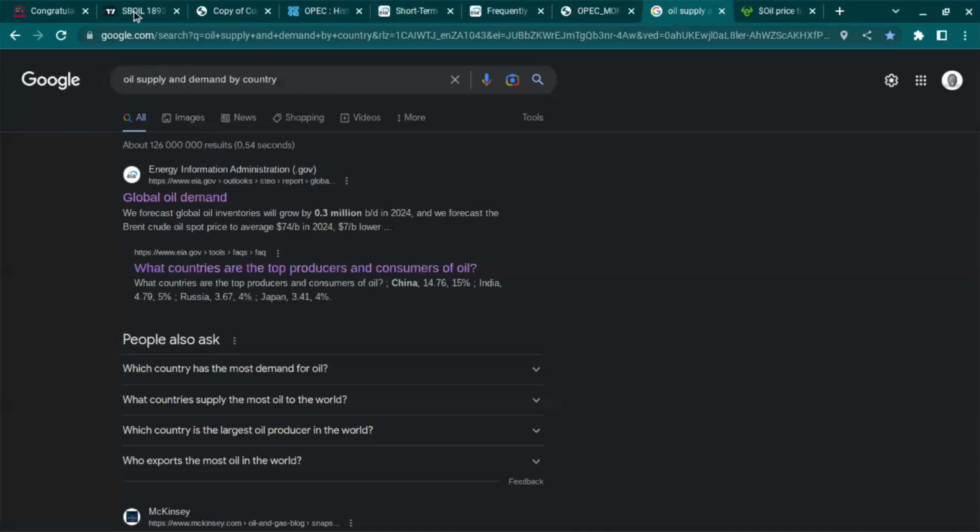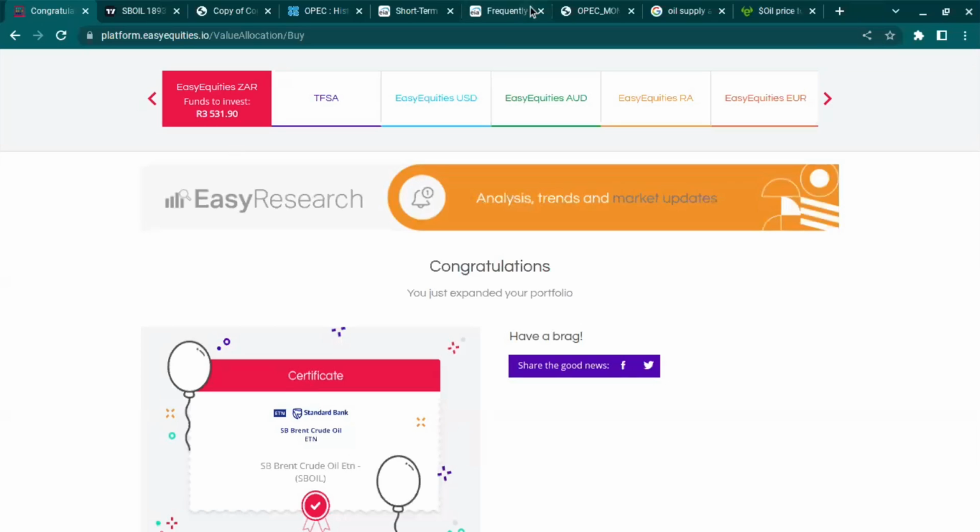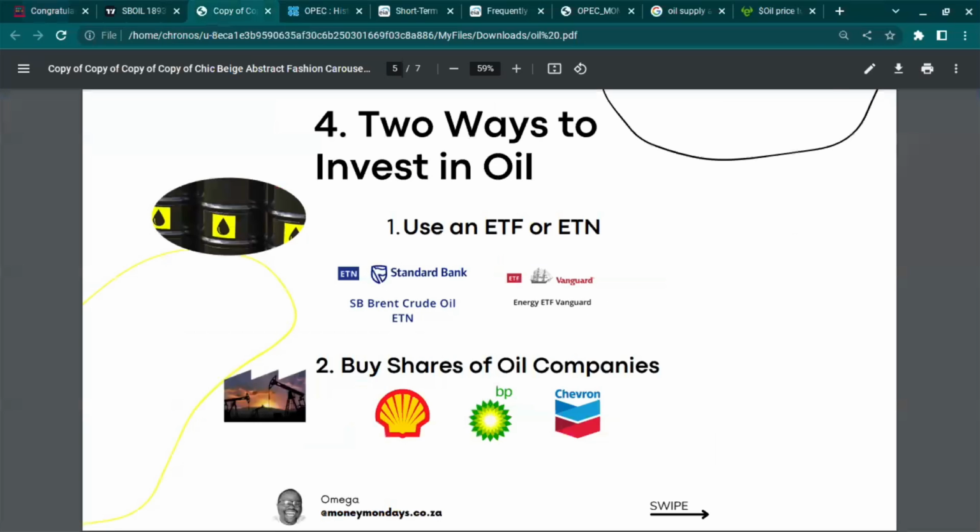So those are the ways that you invest in oil on EasyEquities. It's just by the Standard Bank Brent Crude Oil ETN, but those are all the research sources that I'd say are very important for you to look at. The two ways to invest in oil basically is to use that ETN that I just showed you, and then the other way is to actually buy shares of oil companies. So that's another way. You could buy shares of BP, Chevron, or Royal Dutch Shell. These are oil producing companies. And so that would be another way for you to invest in oil.